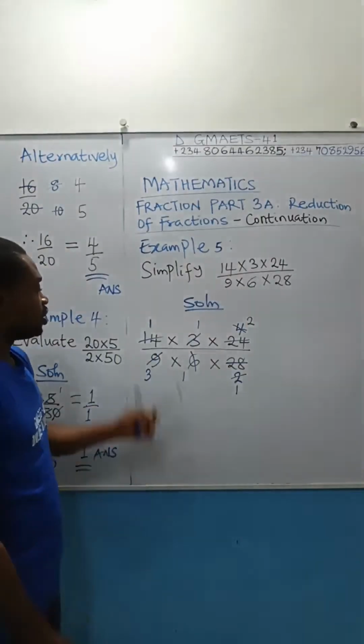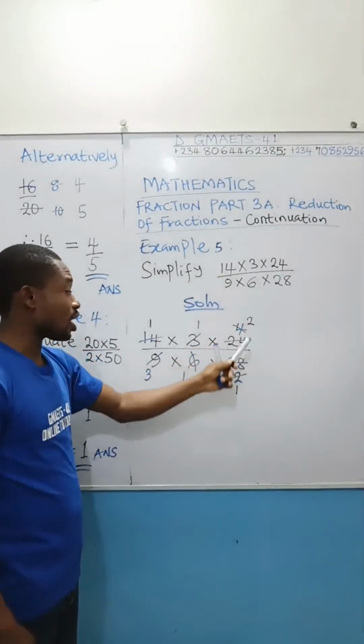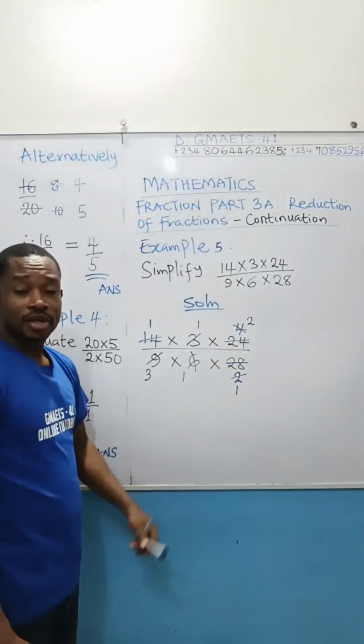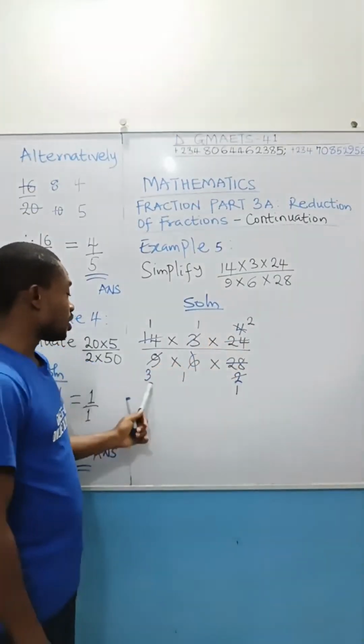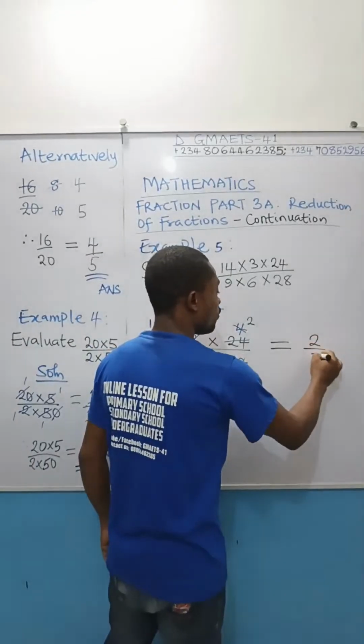Okay, let us conclude. In the numerator, we have just 2 there. You know, this is 1, 1. 1 times anything is that thing. So you have 2 there. In the denominator, you have 3 times 1 times 1, which is just 3. 2 in the numerator, 3 in the denominator. Nothing can divide them again. So the final thing you have here is 2 over 3.